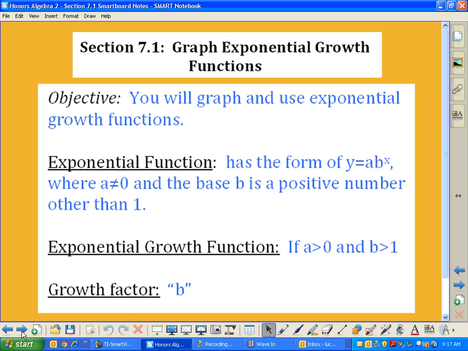Exponential growth occurs if your A value is bigger than 0 and your B value is bigger than 1. So the growth factor in our formula is going to be B.